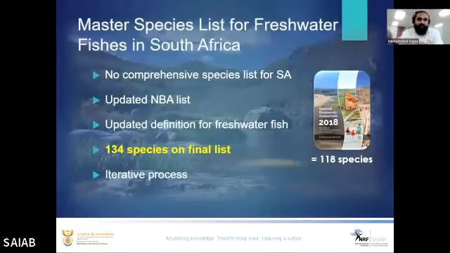This is obviously an iterative process, and I'm sure if Albert is in the room listening in, he knows that very early next year, we're going to start bothering him again to try to help us to update this list and then get it published so that we've got one comprehensive list of all of the freshwater fishes that occur in South Africa.